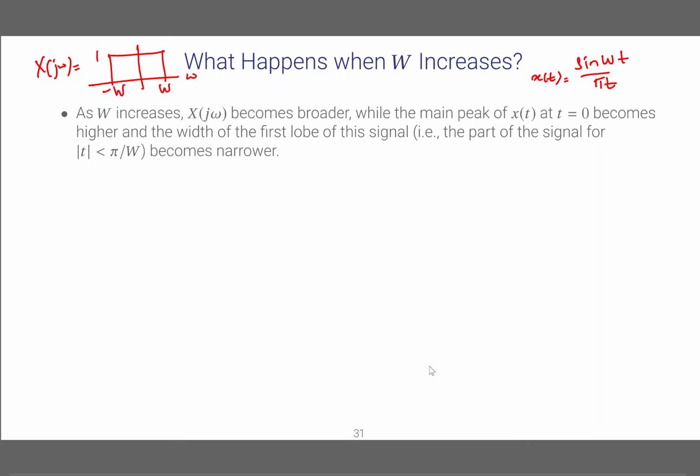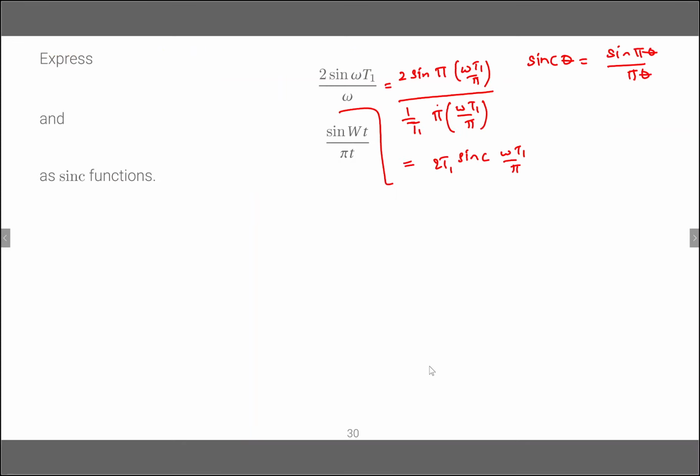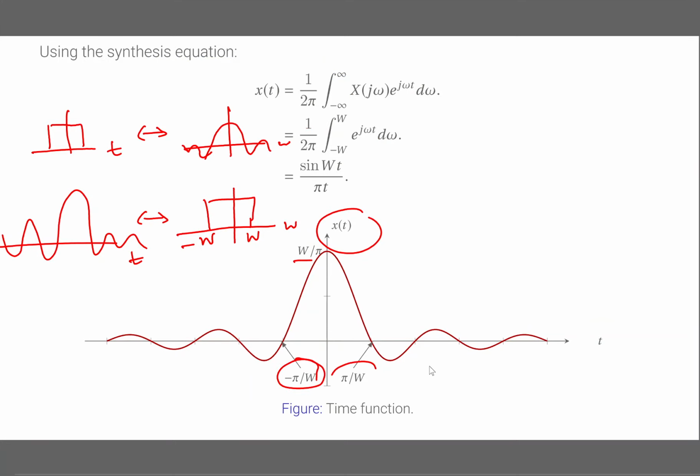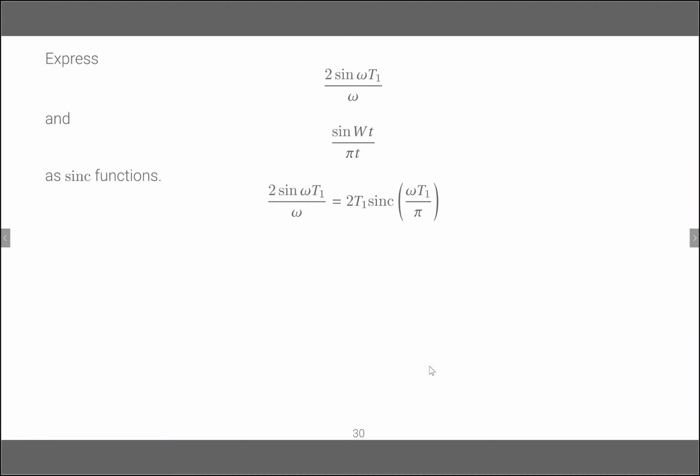Okay, so as W increases, you can see the Fourier transform widens, becomes broader, while the main peak of x(t) at t equals 0 becomes higher, and the width of the first lobe of this signal, that is the part of the signal for |t| less than pi over W, becomes narrow, because we saw that when you plotted this, the width of the main lobe is from minus pi by W to pi by W, and the height is W divided by pi. So as W increases, height increases and the width decreases.